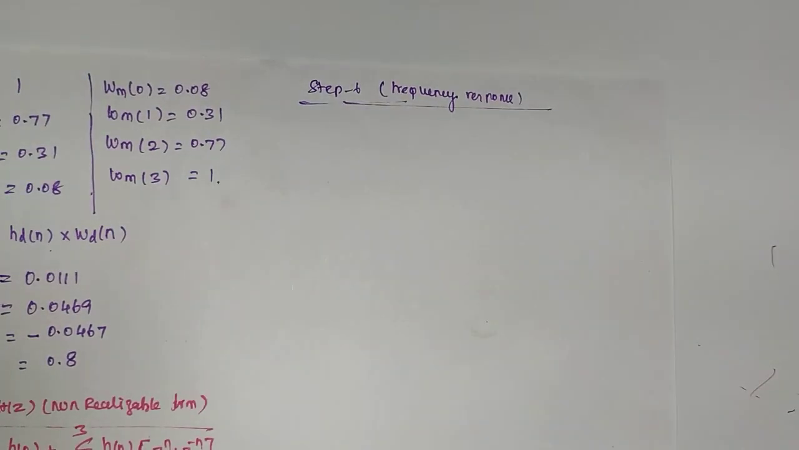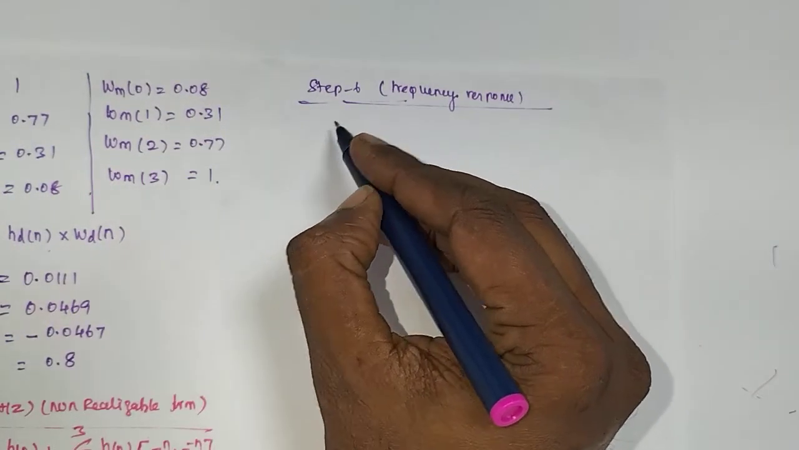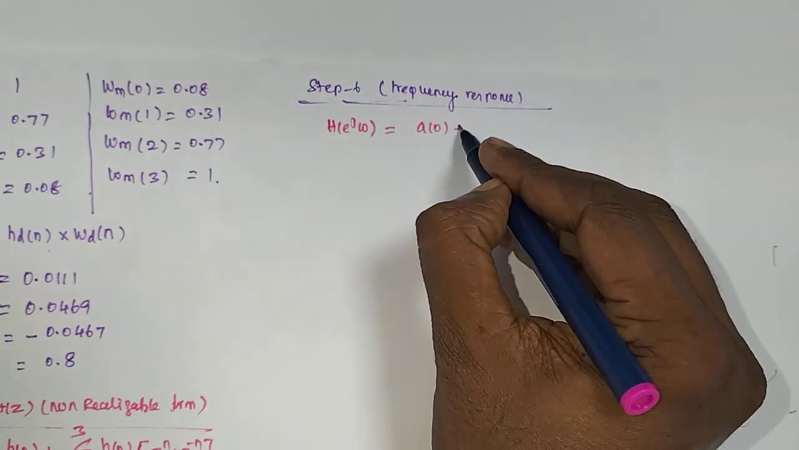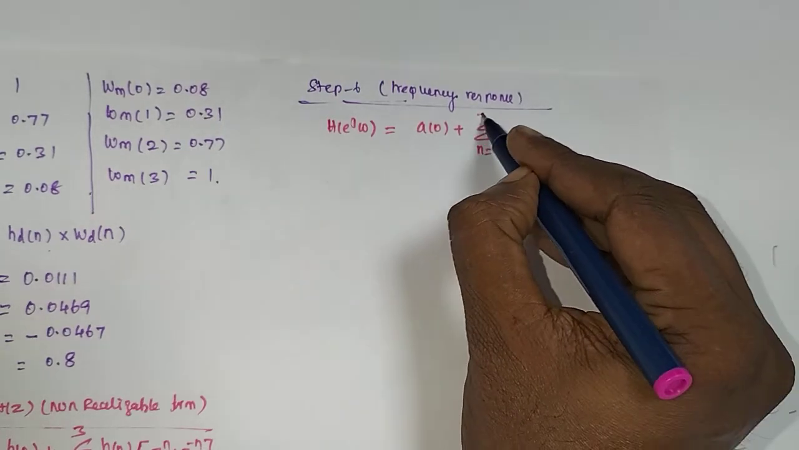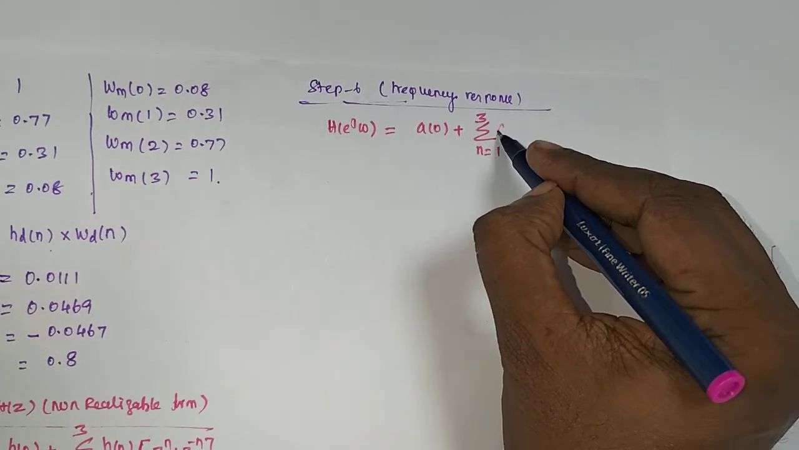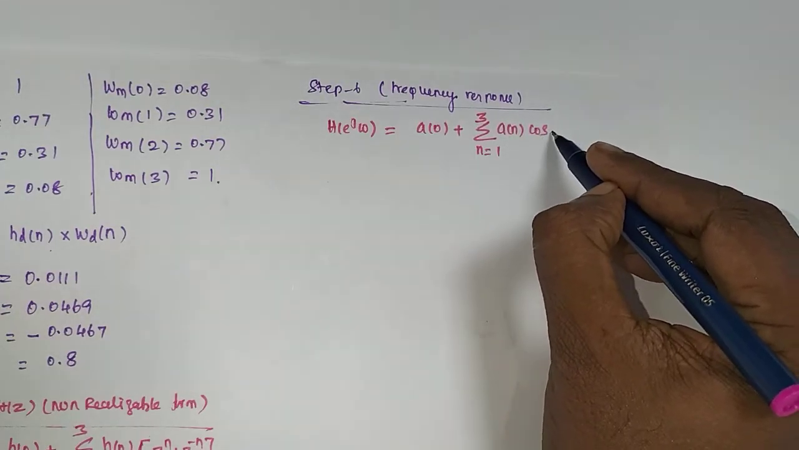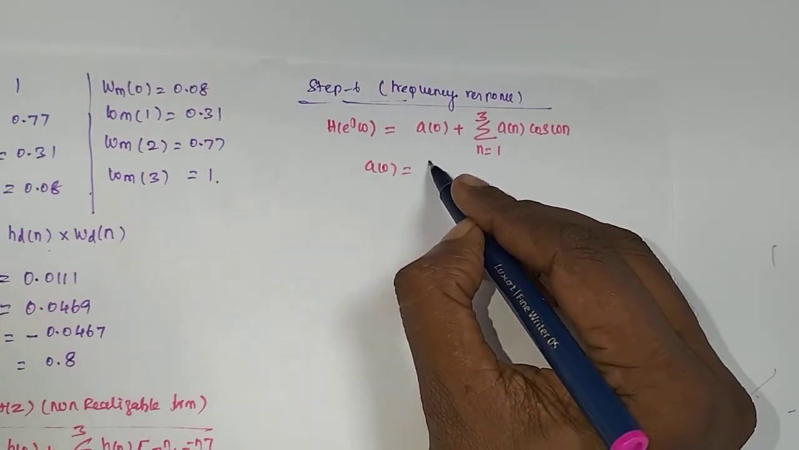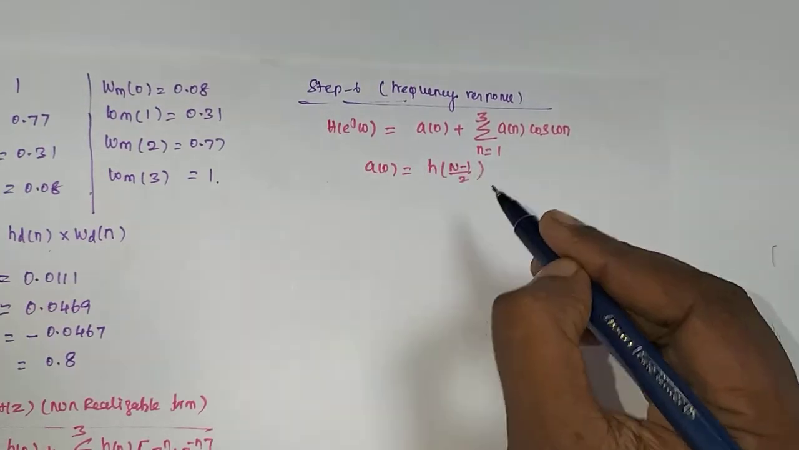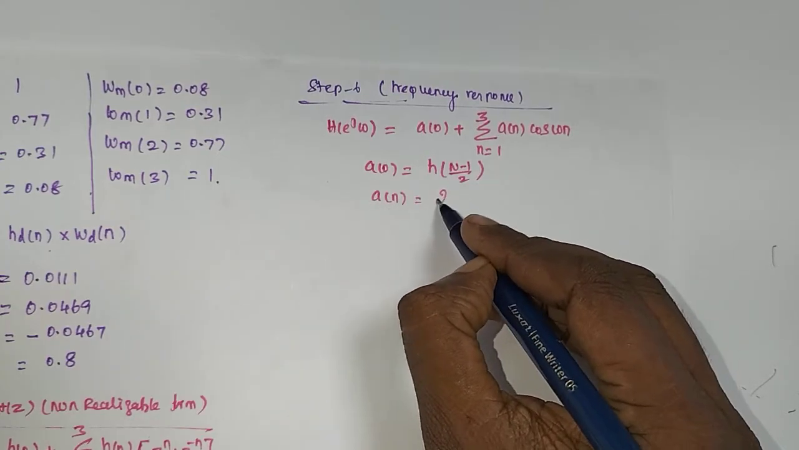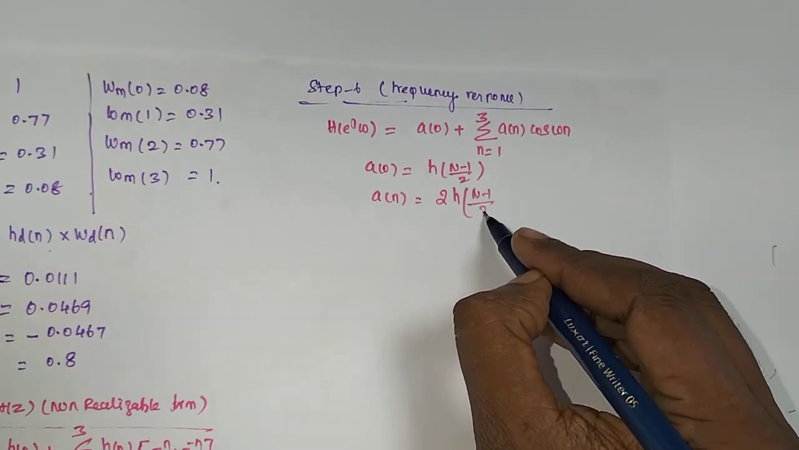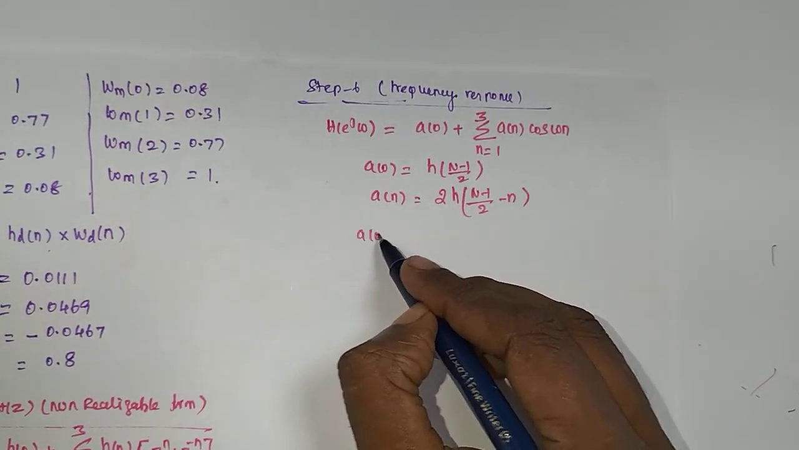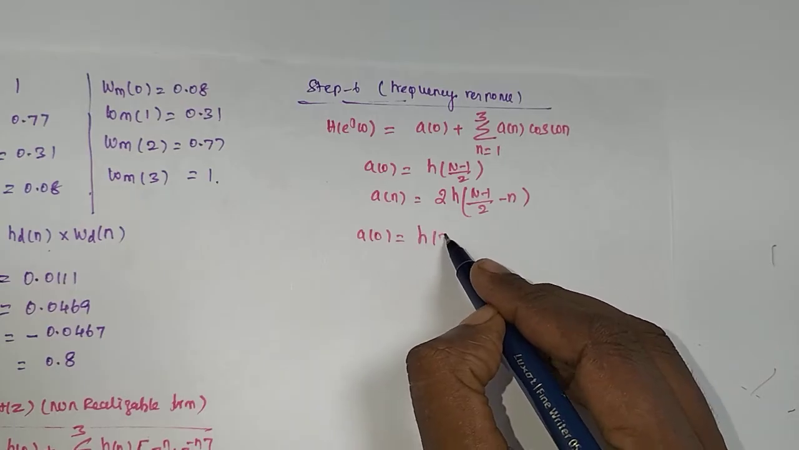To find the frequency response, we know the relation H of e power j omega is equal to a of 0 plus summation n equal to 1 to (N minus 1)/2 of a of n into cos omega n. A of 0 is equal to h of (N minus 1)/2. A of n is equal to 2 into h of (N minus 1)/2 minus n. So a of 0 is equal to h of (N minus 1)/2, which is 3.